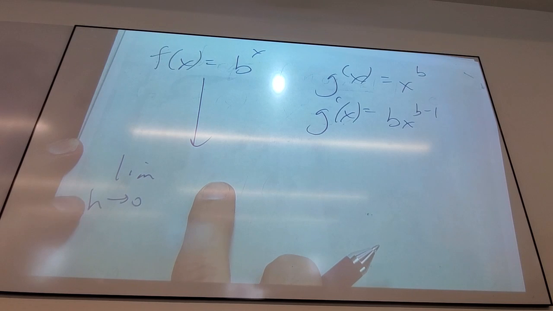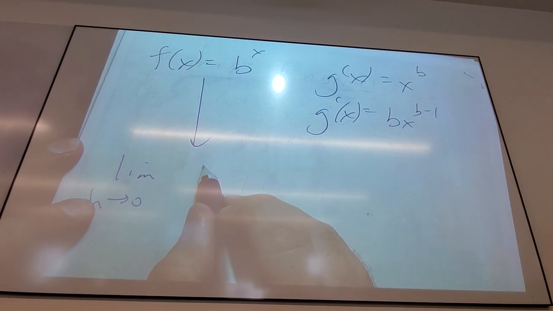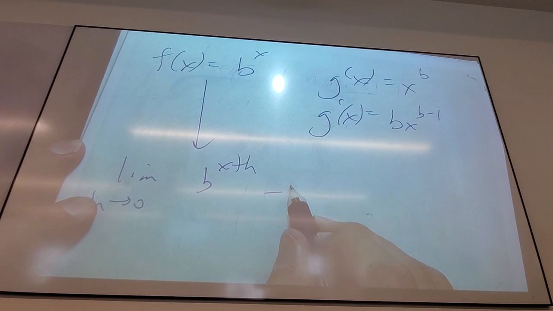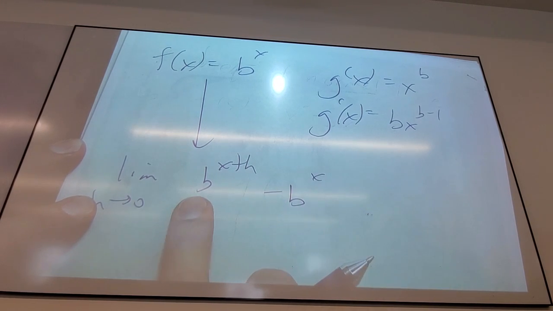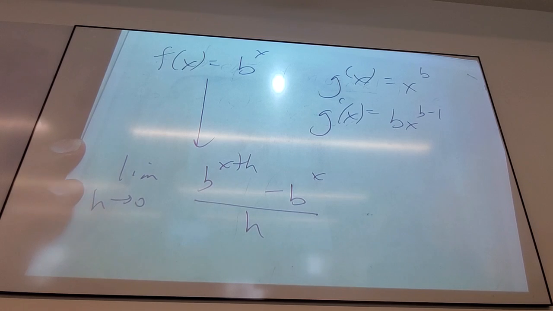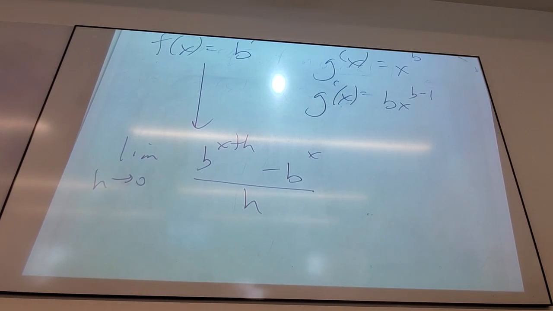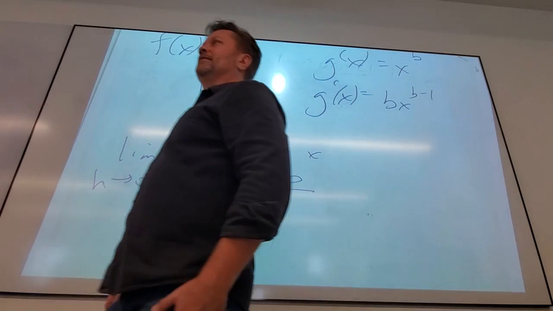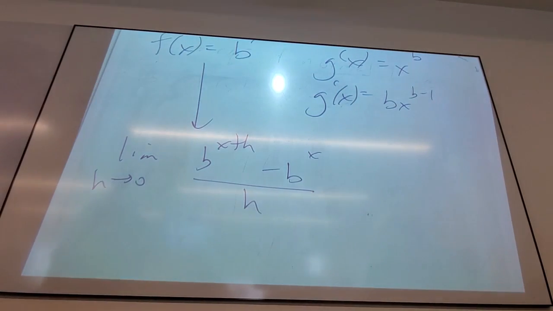First thing is going to be f of x plus h. What is f of x plus h? b to the x plus h minus b to the x, right? f of x plus h minus f of x, all over h. Now, that looks funky. Can anyone see anything we can do with this?